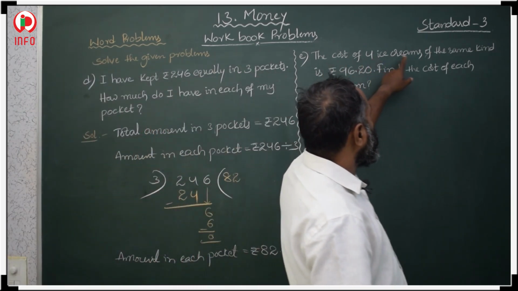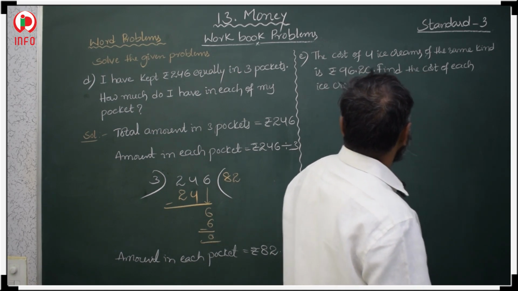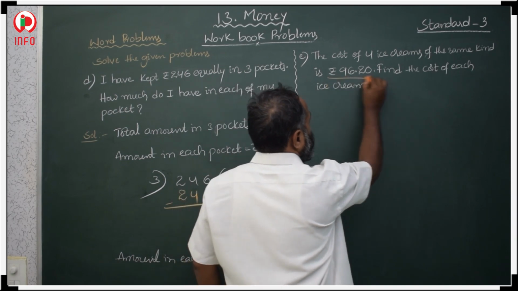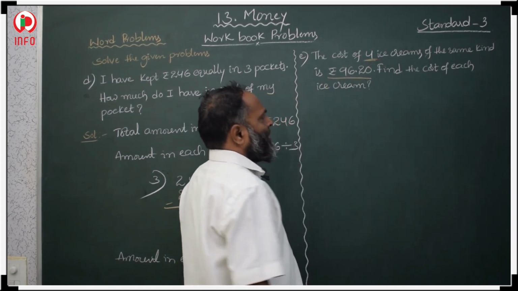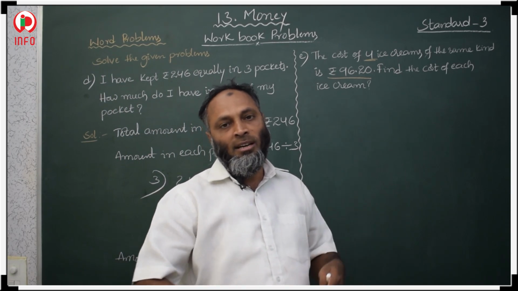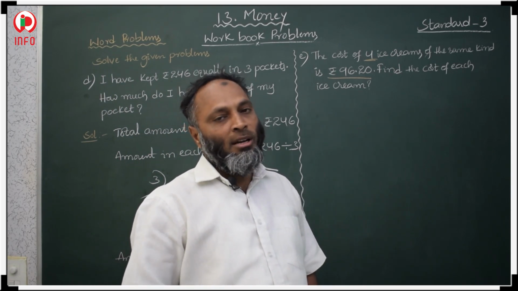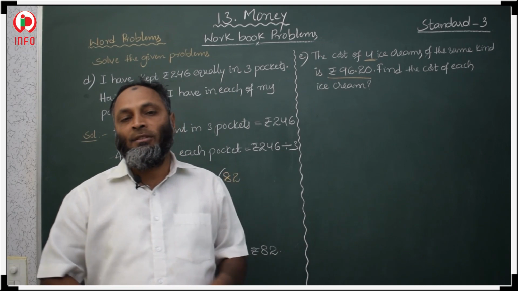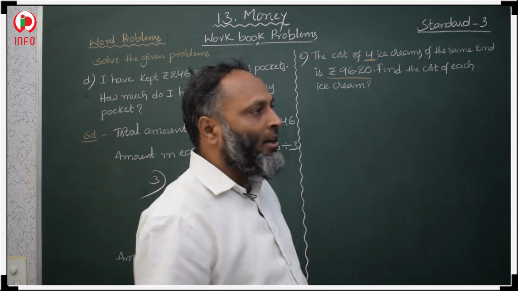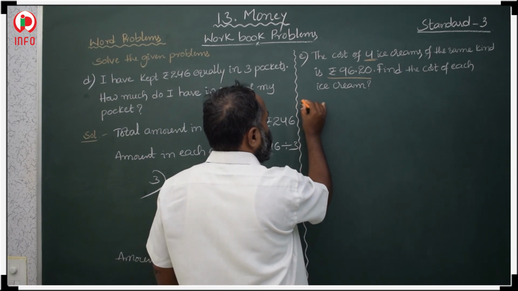The cost of 4 ice creams of the same kind is 96 rupees 20 paisa. The cost of 4 ice creams is given. Find the cost of each ice cream. He has given 4 ice creams and is asking the cost of 1 ice cream. He has given more and is asking for 1, so that means we should divide. Okay.